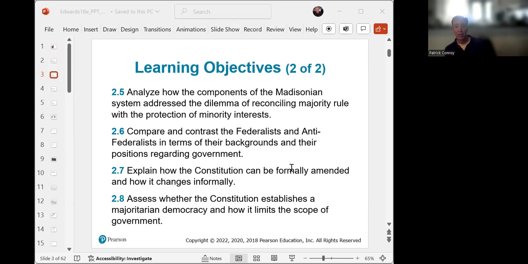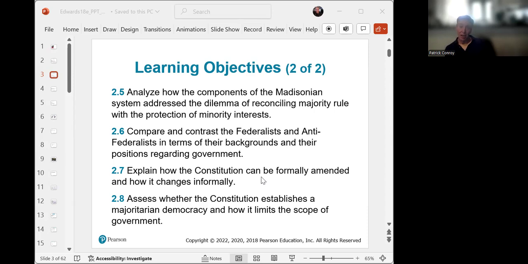Analyze how the components of the Madisonian system address the dilemma of reconciling majority rule with the protection of minority interests. Compare and contrast the Federalists and Anti-Federalists in terms of their backgrounds and their positions regarding government. Explain how the Constitution can be formally amended and how it changes informally. Assess whether the Constitution establishes a majority democracy and how it limits the scope of government.